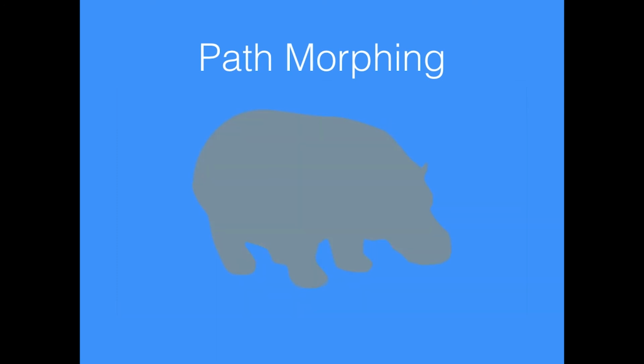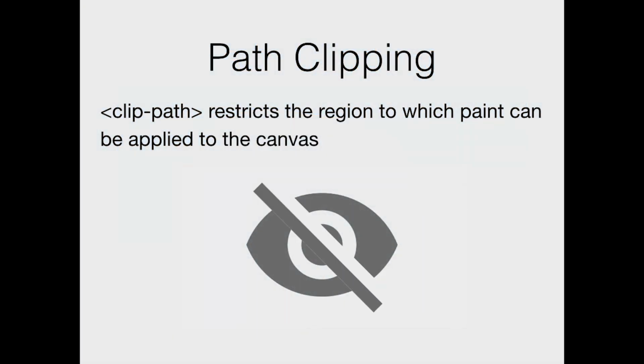It's an awesome tool. And then the last animation type that I wanted to discuss is path clipping. A path clip is a type of path that's used to mask and restrict the region to which other paths can be drawn. So anything that lies outside the region bounded by a clip path will not be drawn to the screen. And by animating these regions, you can create some cool effects like this eye with a slash going through it.